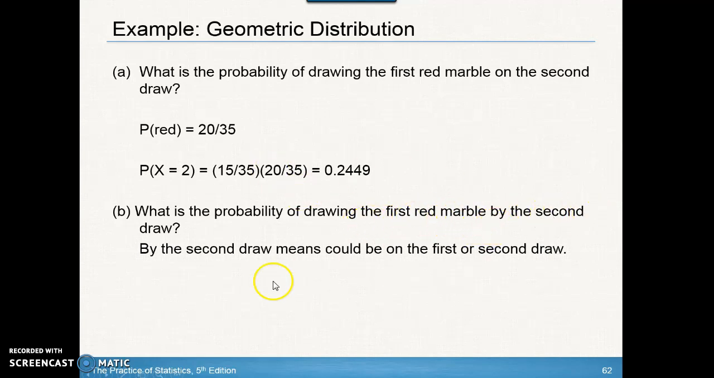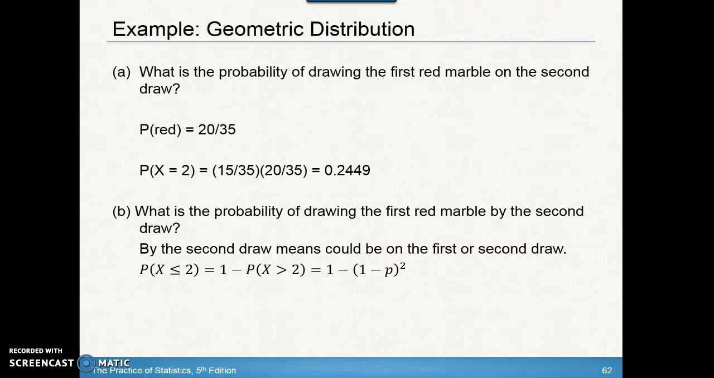By the second draw means that I could get the first red marble on the first draw or the second draw. And remember with the word or, you're always adding. So what is the probability that x is less than or equal to 2? Now there's 2 ways to do this. You could add up the probability on the first draw plus the probability on the second draw, okay?